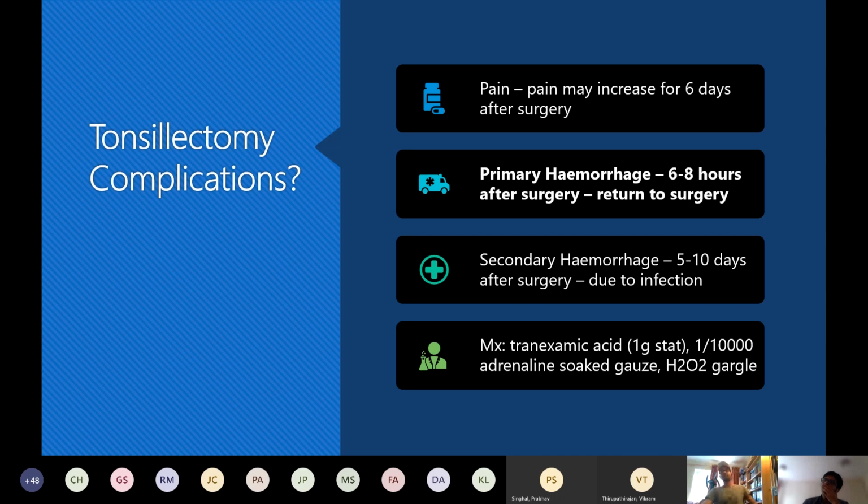Just a useful OSCE tip, even though I know you don't have an OSCE. You keep saying this. I know, because they will have an OSCE at some point. Any complications, if you're asked about, split them into early and late. It's a good way of remembering them, and it makes you sound slick, so you get free marks.